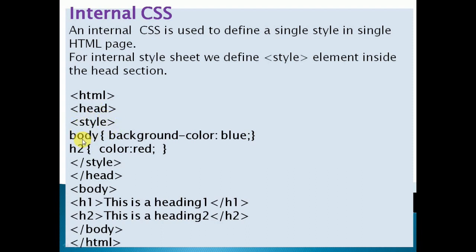Here body curly bracket background color equals blue, H2 curly bracket open, then color red, meaning we already defined that H2 color will be red, meaning the heading color will be red in the whole program, and the background color is blue.